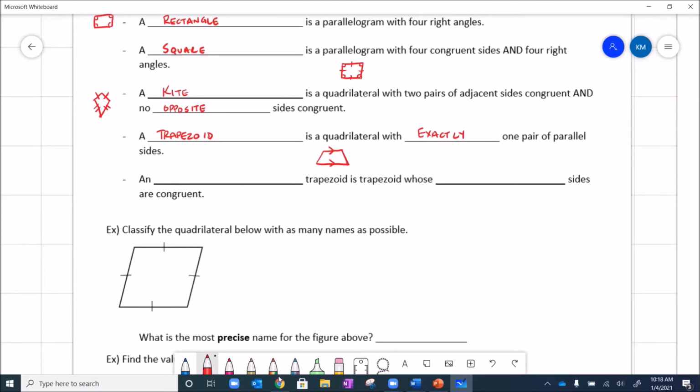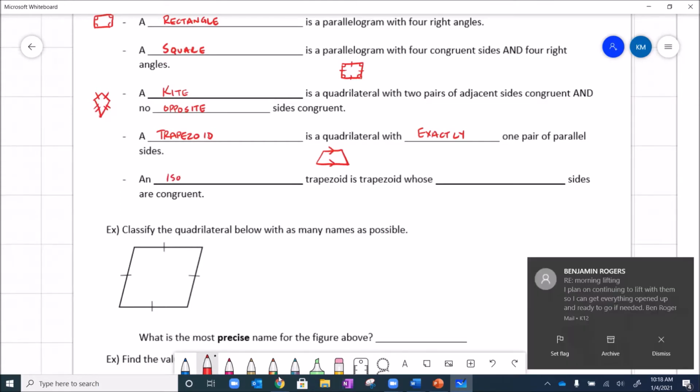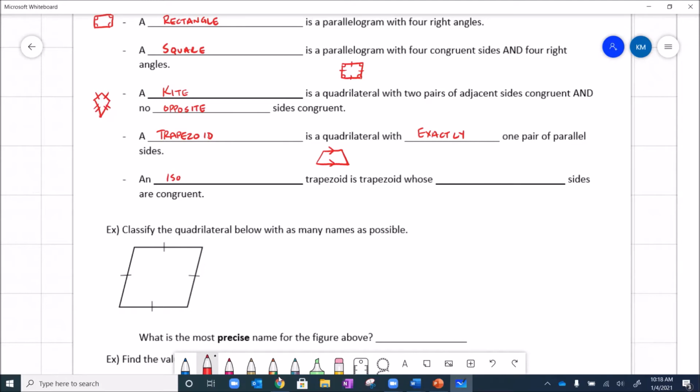Okay, and an isosceles trapezoid. An isosceles trapezoid is a trapezoid whose non-parallel sides are congruent. Okay, and so that might look like this. I guess this would be a trapezoid here, something like that. Okay, all right.